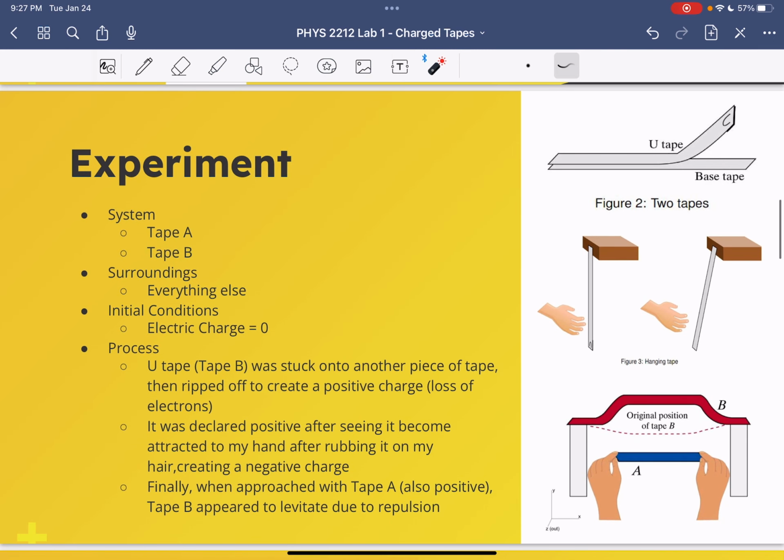So for the experiment, we had our system, which was tape A and tape B. Then we had our surroundings, which was everything else. And initial conditions are that everything is neutral. Nothing has a charge yet.